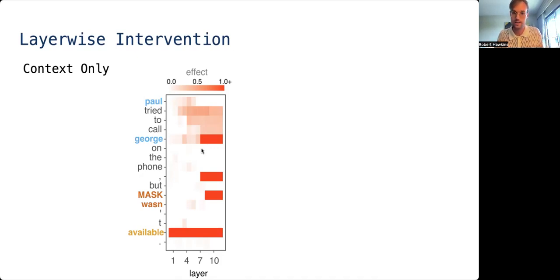What's more interesting is these effects that emerge at other locations in the sentence. For example, at the options, Paul and George, and the "tried to call" construction that they're embedded in, as well as this comma token, which is consistent with earlier evidence showing that large language models use these kinds of tokens to pool information across larger constituent phrases.